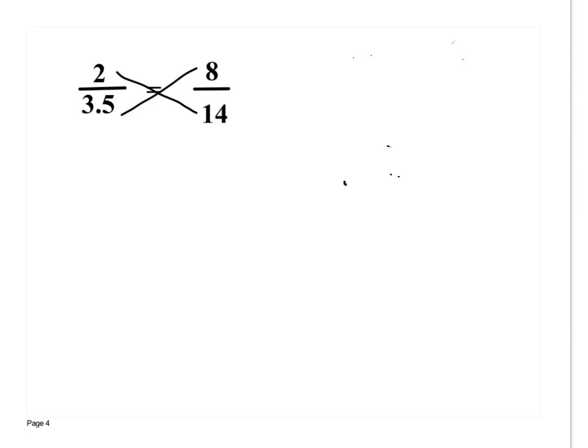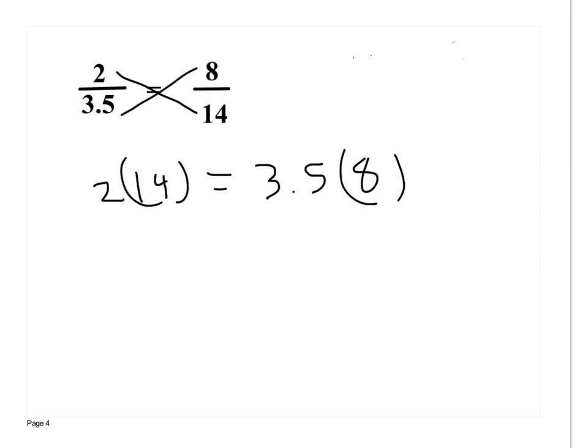We have 2 over 3.5 and 8 over 14. So we take 2 times 14 and see if it's equal to 8 times 3.5. What is 2 times 14? 28. Okay, 3.5 times 8 is also 28. So, do these ratio pairs form a proportion? Yes. That's all we do. Use cross multiplication. You have to show your work.